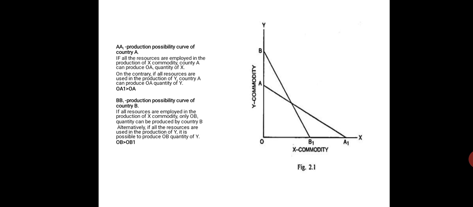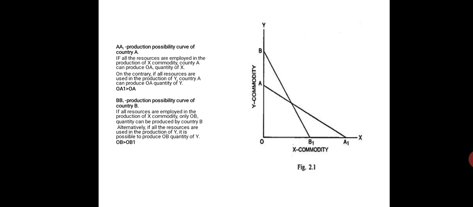When they use all the resources in production of Y, which they are not good at, they can only produce OA level. You can see the slope, which is bigger, OA1 or OA. It is clearly seen that OA1 is bigger than OA. That means country A can specialize in production of X. They are good in X because if they use all their resources, they can produce more X than Y. That means country A has absolute advantage over production of X. After meeting the self-sufficiency of their country, they can export it to country B and get the cash inflow coming from exports, thus gaining from international trade.